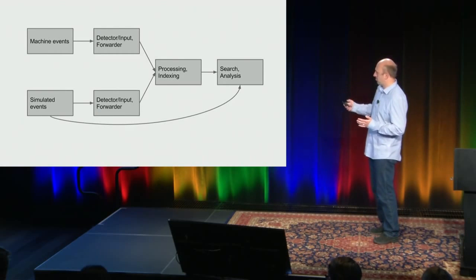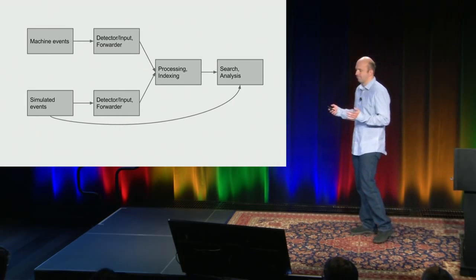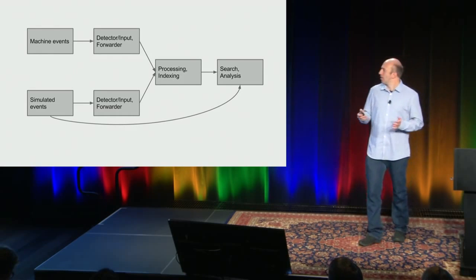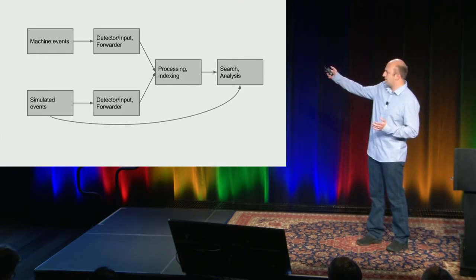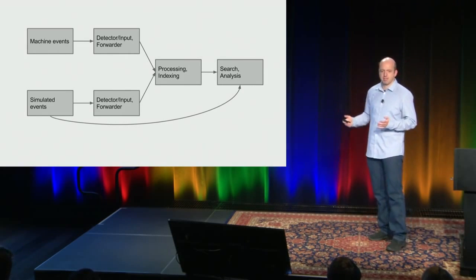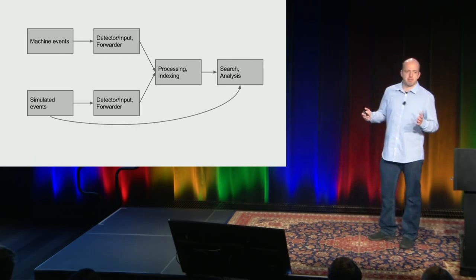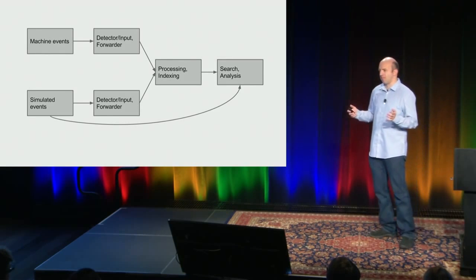This is a diagram of our setup. Events happen. They're detected, forwarded, processed, indexed. Then smart people perform searches, ad hoc searches, design algorithms for analysis.